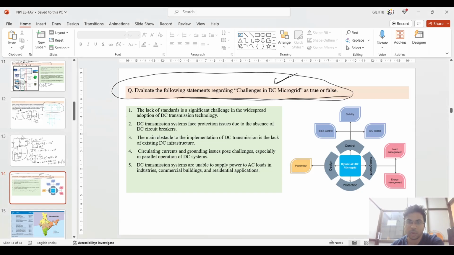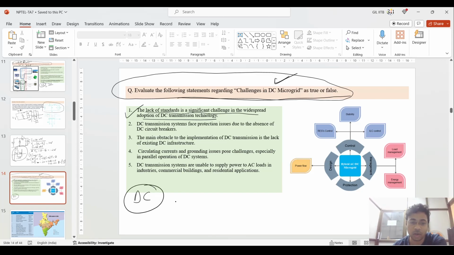Okay, let me solve this question. Actually, all the statements are correct. Why am I saying that? Let's read the first statement. It says the lack of standards is a significant challenge in the widespread adoption of DC transmission technology. Actually, that is correct. Why? You don't see a lot of DC distribution systems nowadays.